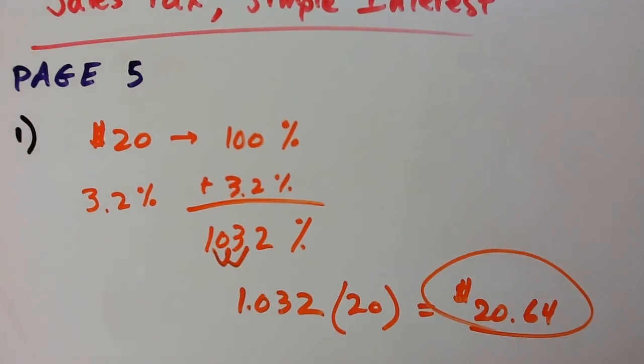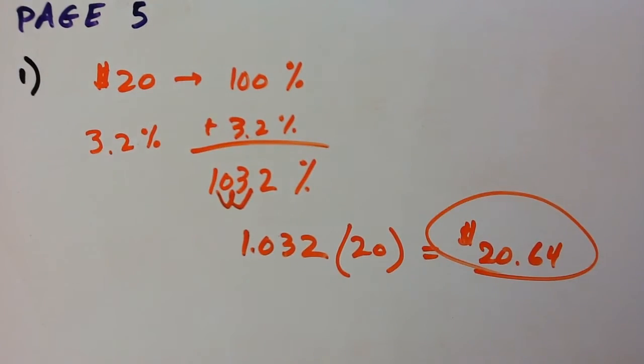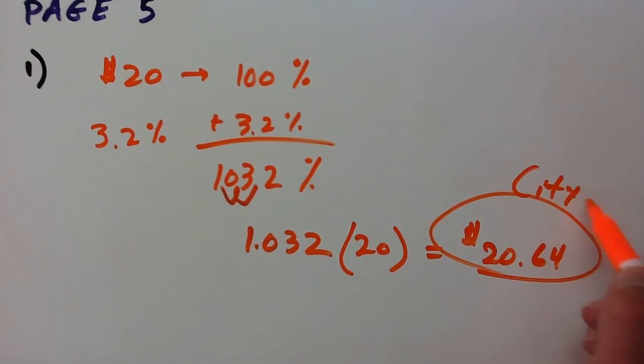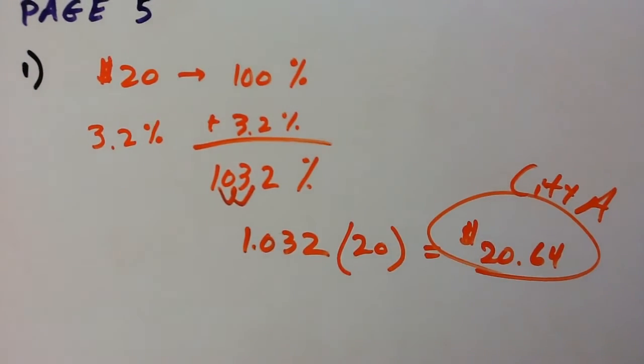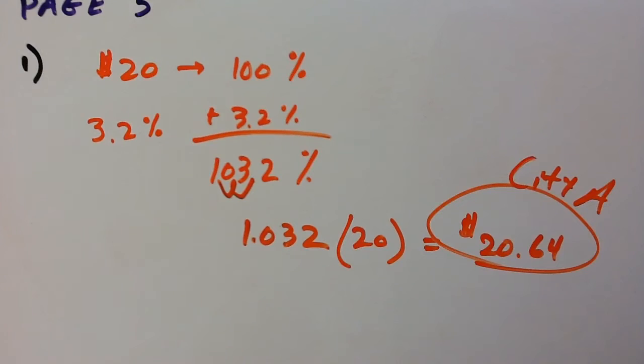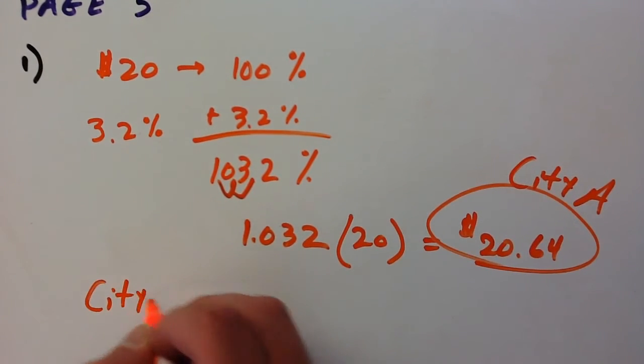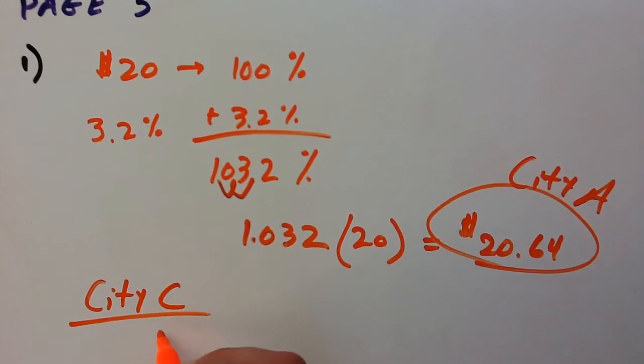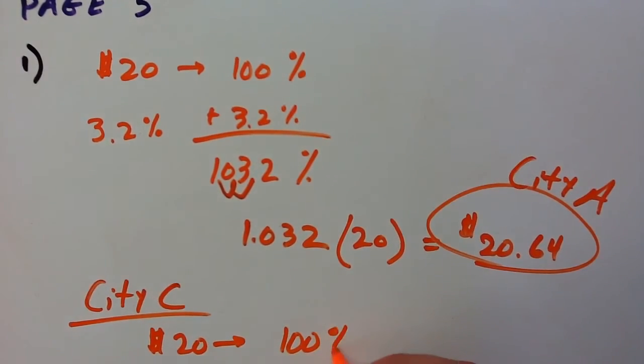Now part B says, how much more will his shirt cost in City A than in City C? Okay, well, we've already figured out how much City A is, right? This is the cost in City A. So let's figure out how much does it cost in City C. So City C. The shirt is $20, which again, that would be 100% of the cost.